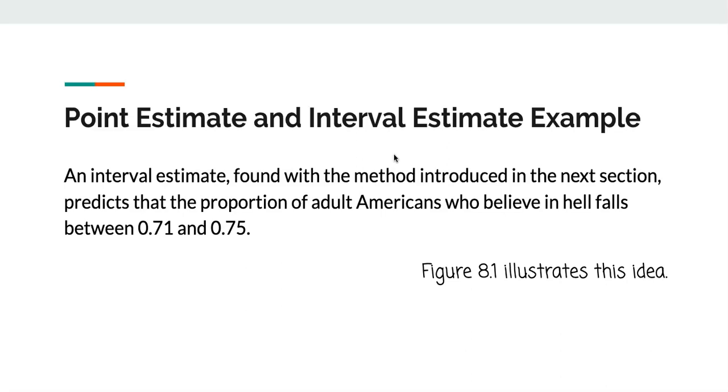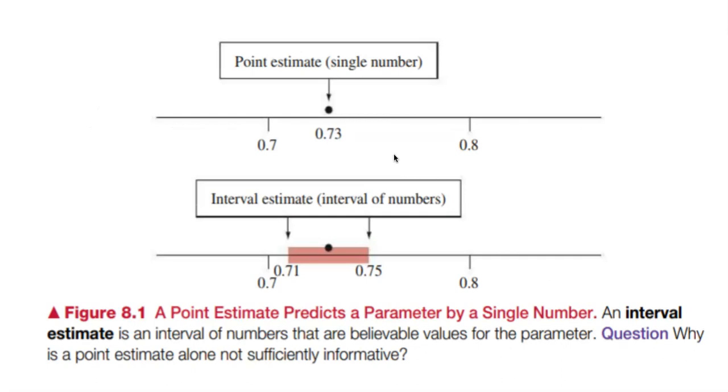Okay, let's take a look at Figure 8.1. Here's a picture of a point estimate. We are thinking that single number is likely going to be 0.73. But what the interval estimate does is it gives us an interval. We're thinking anywhere from 0.71 to 0.75. So an interval estimate is an interval of numbers that are believable values for the parameter. So if we get something like 0.74, we'll say that's believable, but it's unlikely that we'll get something like 0.80 or 0.70 that are not within this interval estimate.